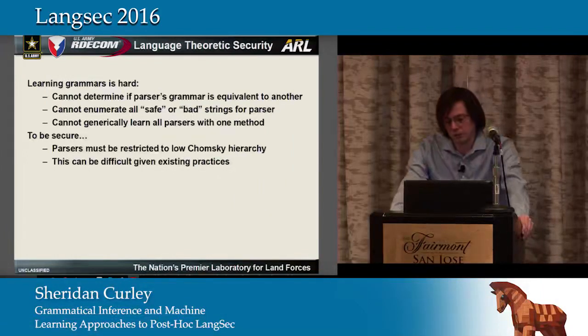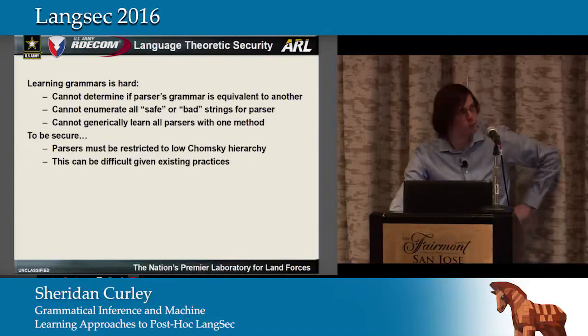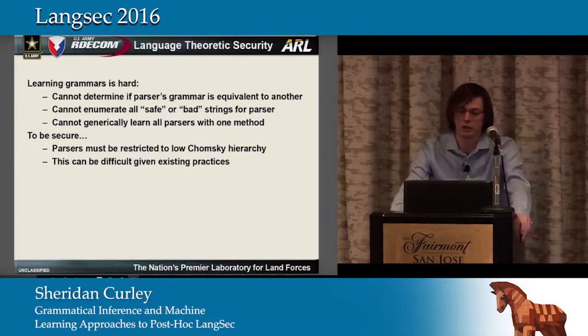So from a LangSec standpoint, what this means to us is that learning grammars is hard. So we cannot determine if a parser's grammar is equivalent to another. So even if we know a grammar that is, say, compromised, or even if we know a grammar that is valid for all possible inputs, we can't necessarily tell if the one we're looking at is the same. It's generally not possible to enumerate all safe or bad strings for a parser, especially if it's not of a finite language.